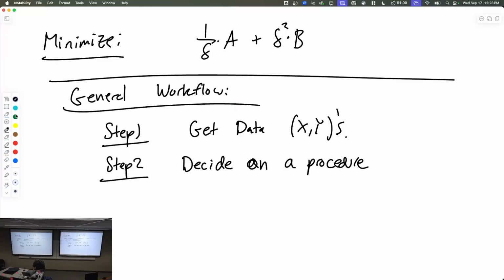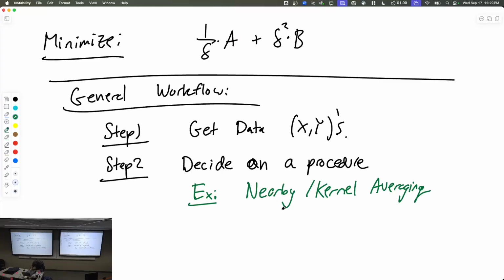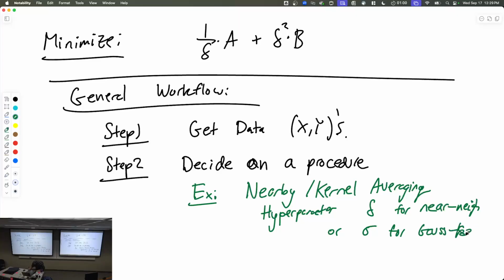And the example we just did is the nearby averaging, or kernel averaging. That was what we used for the cannonball problem. And this had one so-called hyperparameter, which was delta or sigma: delta for nearby neighbor, and sigma for the Gauss kernel. But they both kind of mean the same thing. So we had one parameter, delta or sigma.